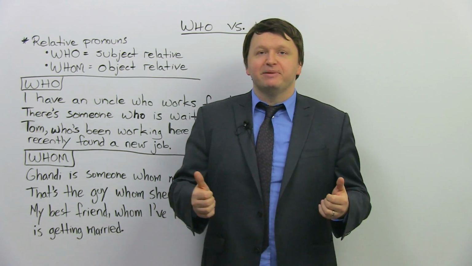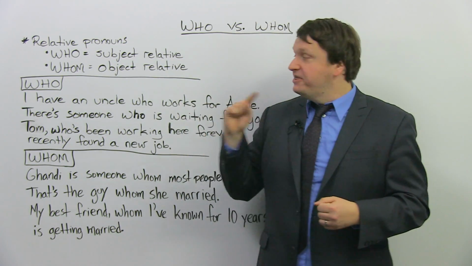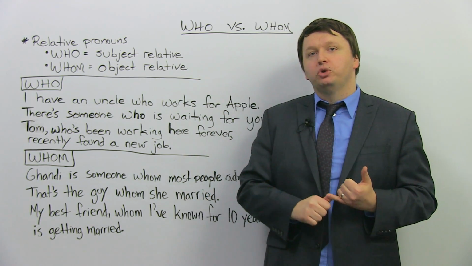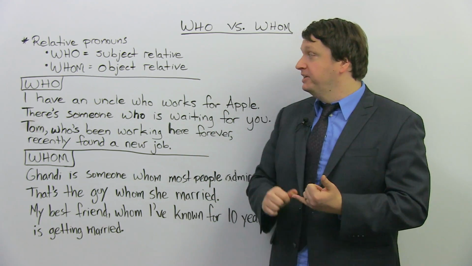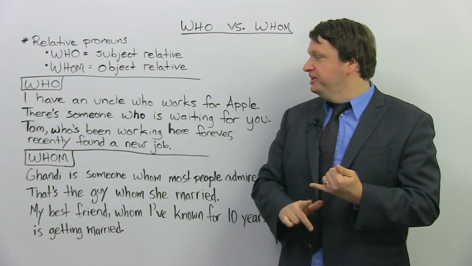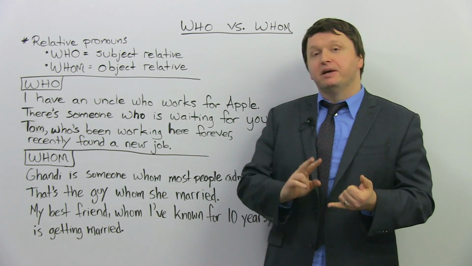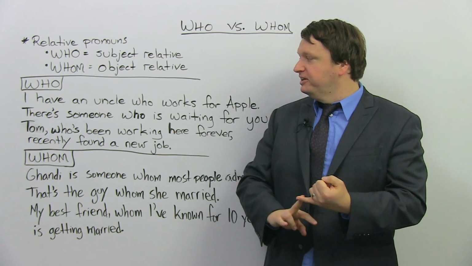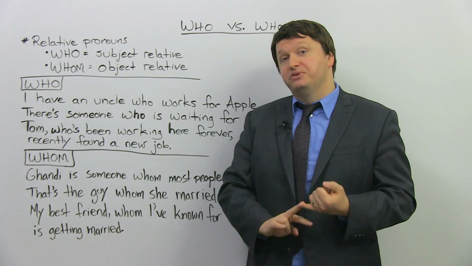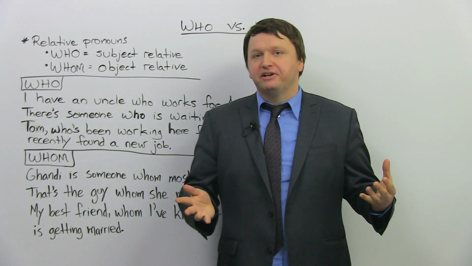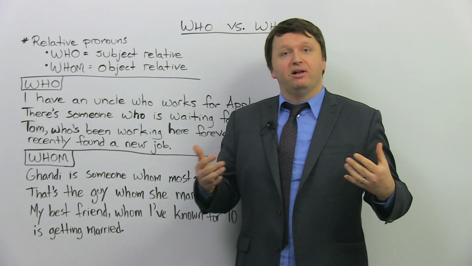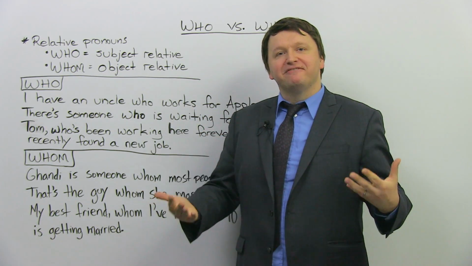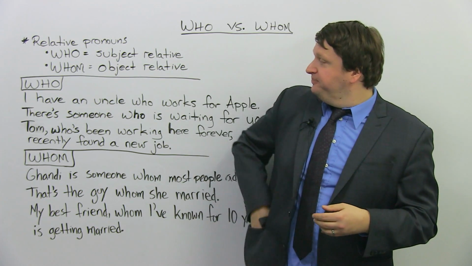So let's look at some examples first with who. Number one, I have an uncle who works for Apple. Number two, there's someone who is waiting for you. Number three, Tom, who has been working here forever, recently found a new job. What do they all have in common? Well, they all have a subject, a person who you're giving more information about.